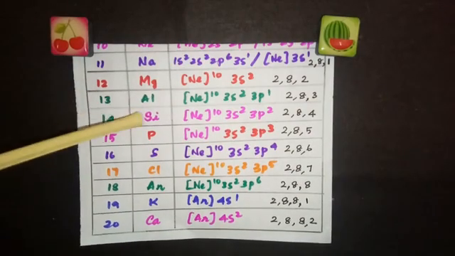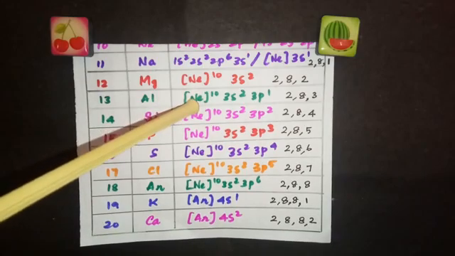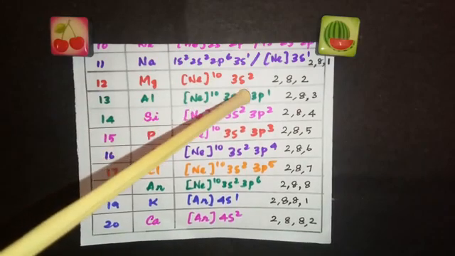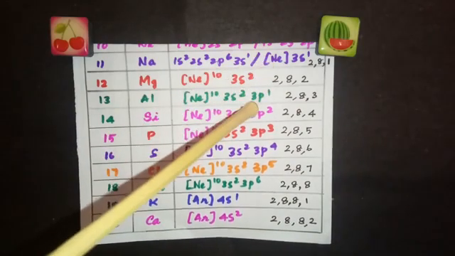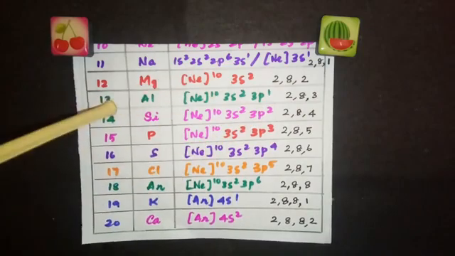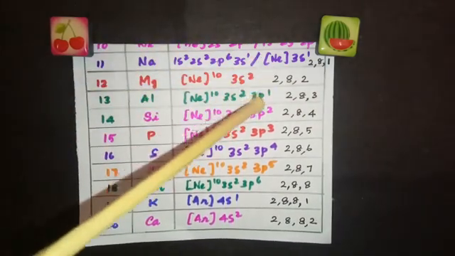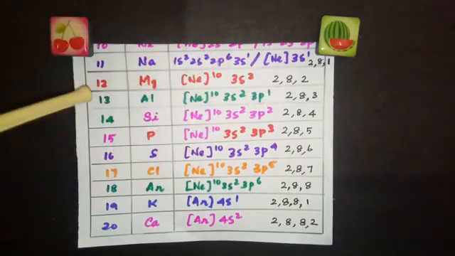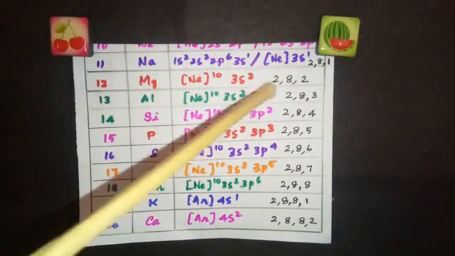And the next one is aluminium. 10 electrons represented by neon's configuration, and then 3s2, and the 13th electron enters 3p1. You should not get confused. P can have 6 electrons, but here I have only 13. So fill till the 13th electron and stop there. It doesn't mean you can keep on adding.